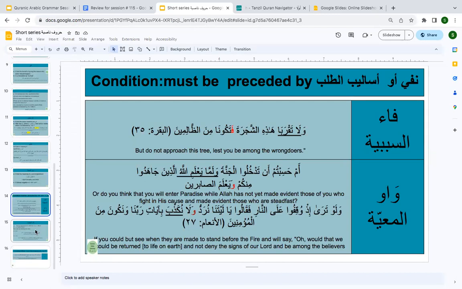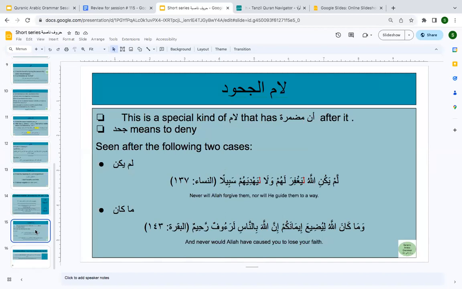Everyone got it? Alhamdulillah. So now comes lam al-juhud, a special kind of lam that has an mudmara after it. And juhud, what is the meaning of juhud? Juhud means to deny, to strongly deny something. Okay, to strongly deny something. And you will see here the meaning is different. Lam yakunillahu liyaghfira lahum wala liyahdiyahum.